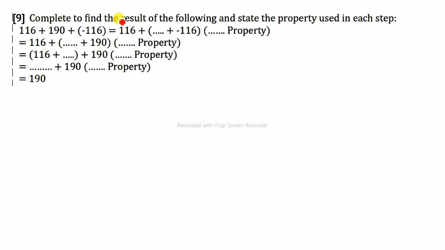Next, number 9. Complete to find the result of the following and state the property used in each step: 116 plus 190 plus negative 116. Of course, with this 116 we bring it down, and he put these two in a bracket. This is the associative property. Then bring down 116 plus 16 plus 190.